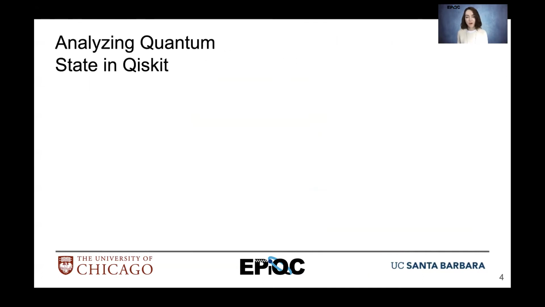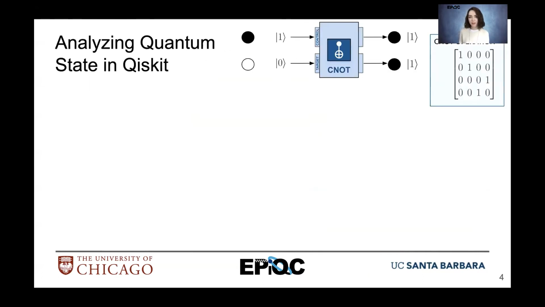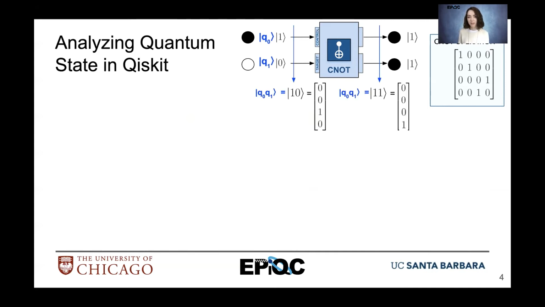Let's analyze the quantum state within Qiskit. Here we have our circuit for the CNOT gate, and we have two qubits interacting within the CNOT gate. Since our control is 1 and our target is 0, we're going to have an output of ket 1,1. And we can see the state vector for the input state and the output state using our typical textbook convention of top down, left to right when filling out those kets.